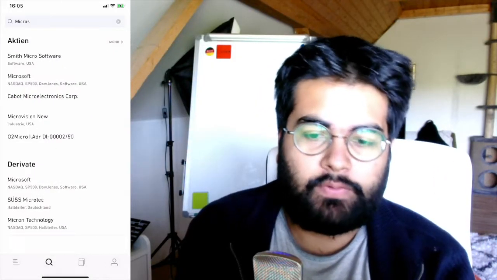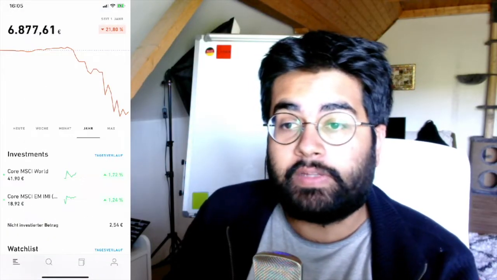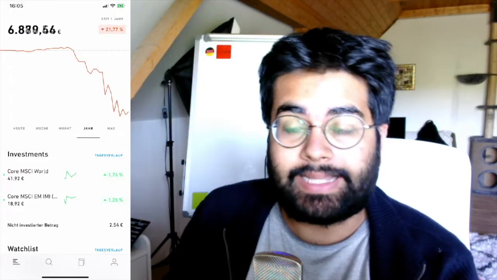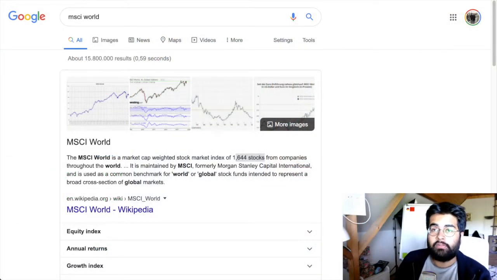But if you had your money in an ETF, which is a combination of all of these different stocks, these 1,644 stocks from different companies, then some days some companies are having minus and other companies are having plus, whereas on other days some companies are again having plus and others are having minus, and so on.